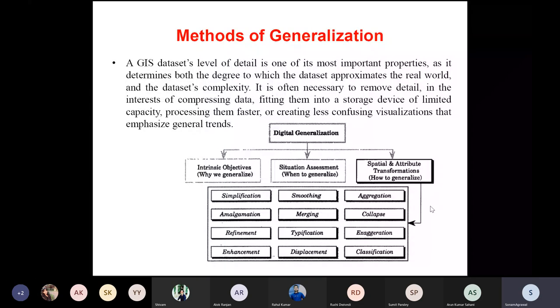The generalization methods are listed over here. Some of them we have studied, which are simplification, smoothing, aggregation, amalgamation, merging, collapse, refinement, exaggeration, and displacement. So hope everyone has written down the names of the generalization methods. Now try to write down what you will do in each method. Just a one line explanation, like what is simplification? It removes or tries to reduce the number of points in any of the features.